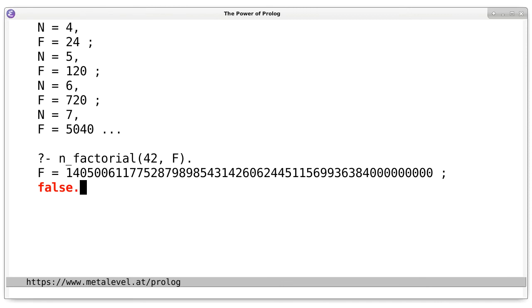And we can use the same predicate also in the other direction. For example, we can ask, is there some integer N such that the factorial of N is 120? And this also works. From this we see that N is 5 is a solution and is the only solution.